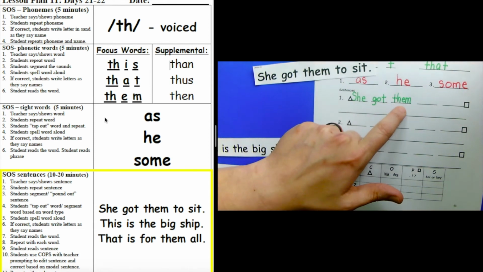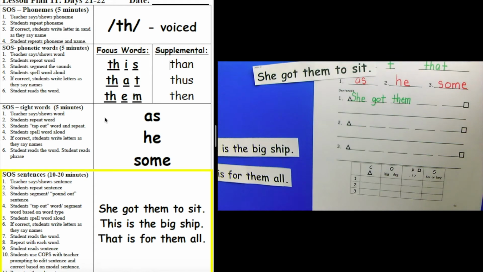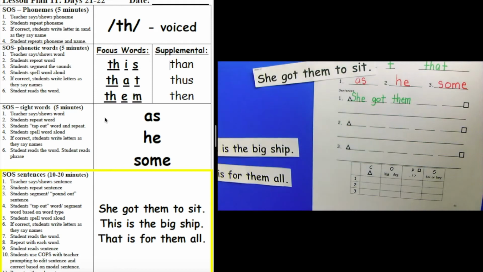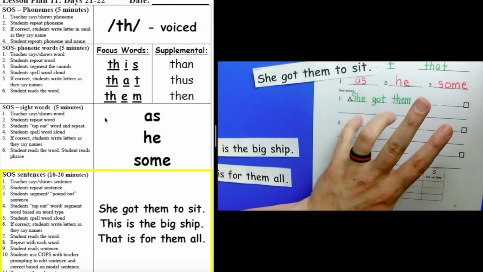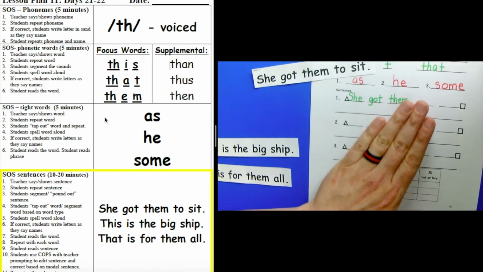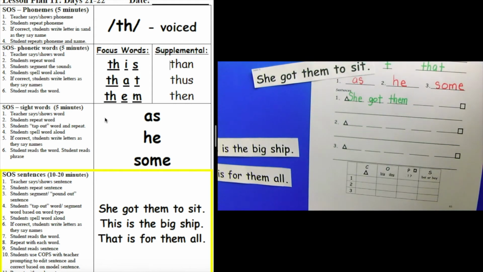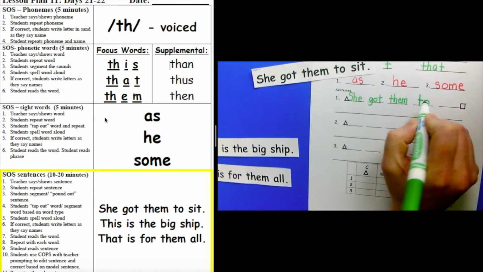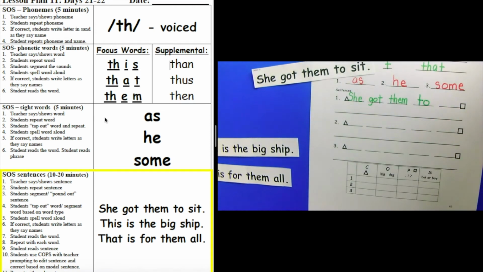She got them to. So to is a word that does not sound out. So we just have to remember how to spell it. So let's look at the word. T-O. Let's tap out each letter. T-O. And then we spell it aloud. T-O. If the student is correct, they write the word and say the letters at the same time. T-O. She got them to sit.